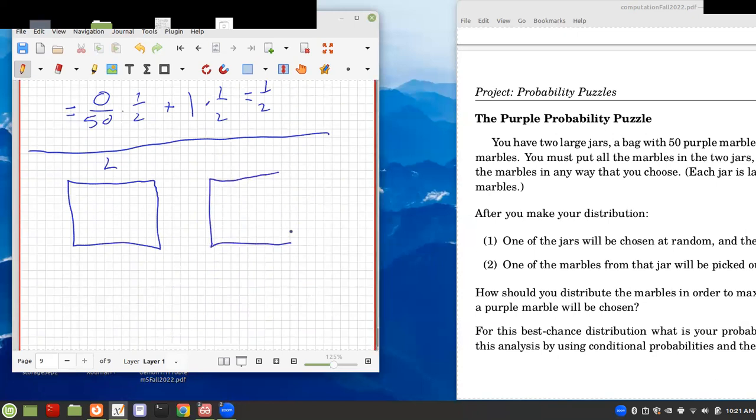At this point, does anyone have a distribution that you'd like me to try and calculate the probability for? The idea is to find the distribution that makes the purple probability as large as possible. You don't have to choose the best one.